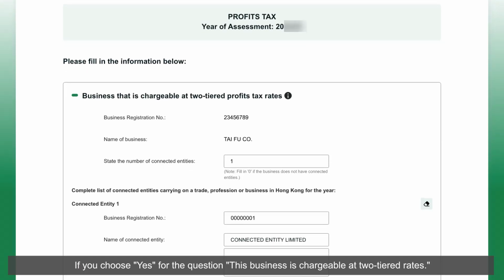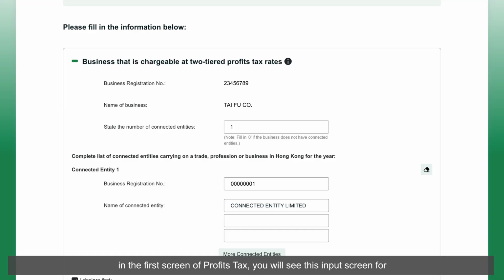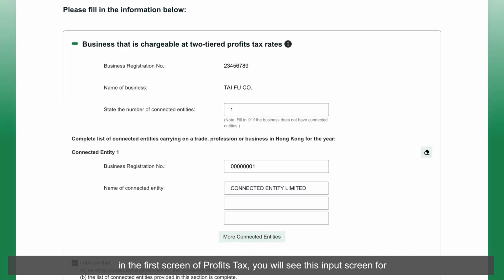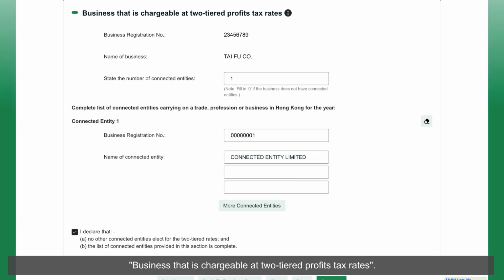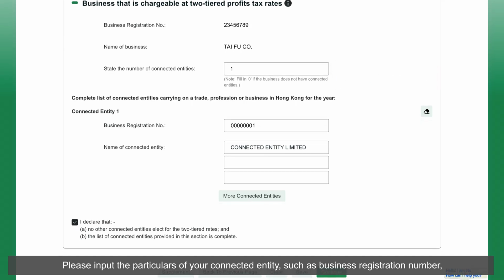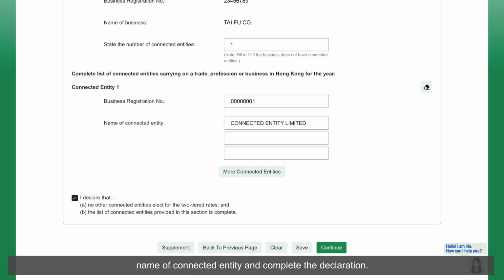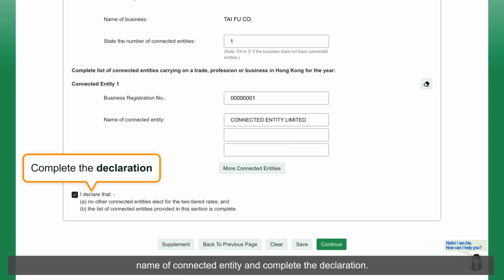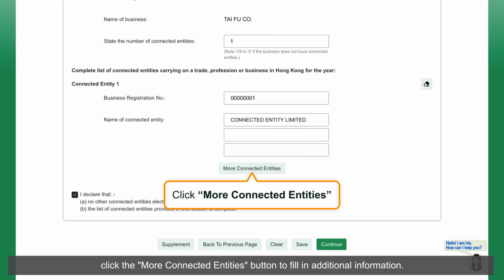If you choose Yes for the question "This business is chargeable at two-tiered rates" in the first screen of Profits Tax, you will see this input screen for business that is chargeable at two-tiered profits tax rates. You may input the number of connected entities in the question. State the number of connected entities. Please input the particulars of your connected entity, such as business registration number, name of connected entity, and complete the declaration. If you have more than one connected entity to report, click the More Connected Entities button to fill in additional information.